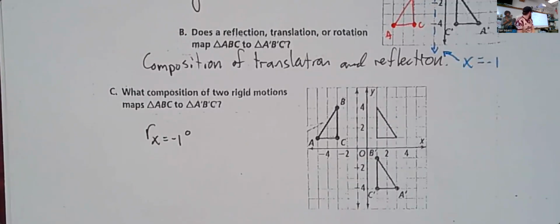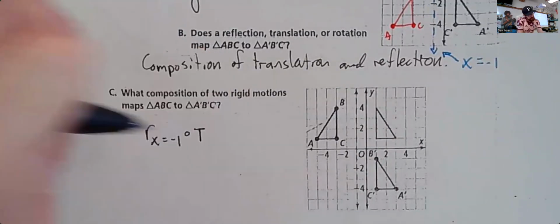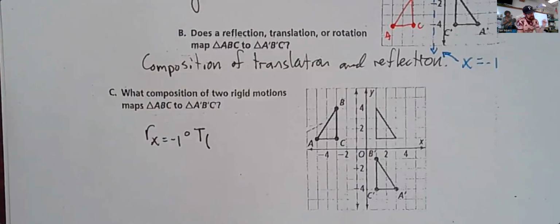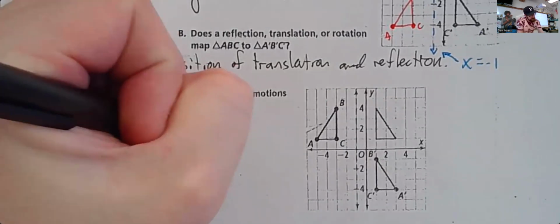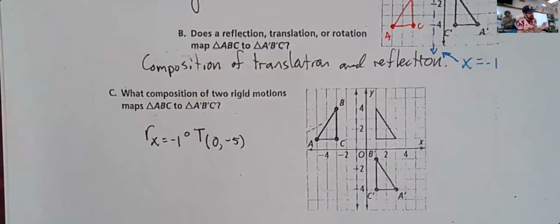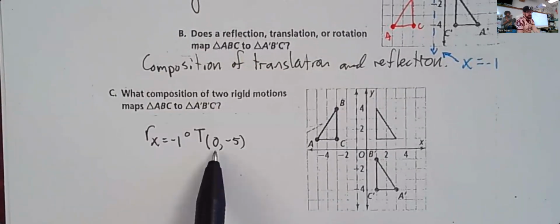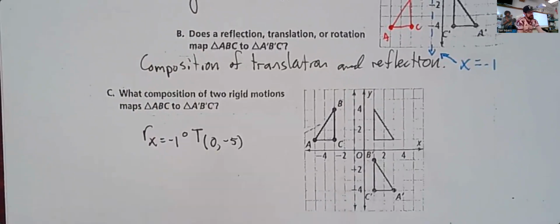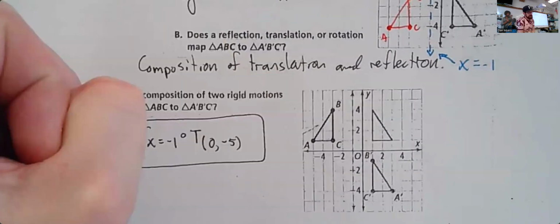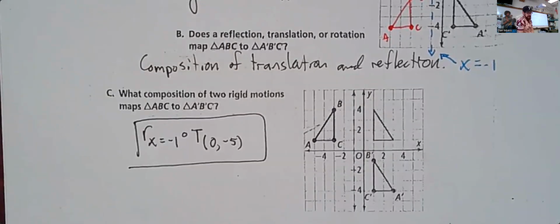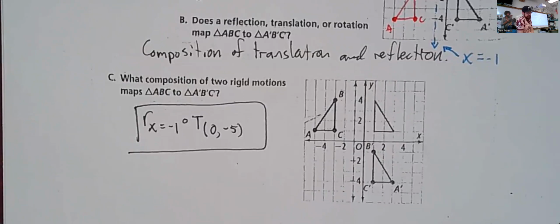So it's a composition of a reflection across the line x equals -1, and then we do the capital T for a translation, and then parentheses. How are we going to write this translation? We went down 5. That's all we did. 0 and -5. Good. Because we're not moving left or right at all for that translation. So that x movement is 0. And then the y movement went down by 5. So that'd be -5. So this is the composition of two rigid motions that gets us from ABC to A prime, B prime, C prime.